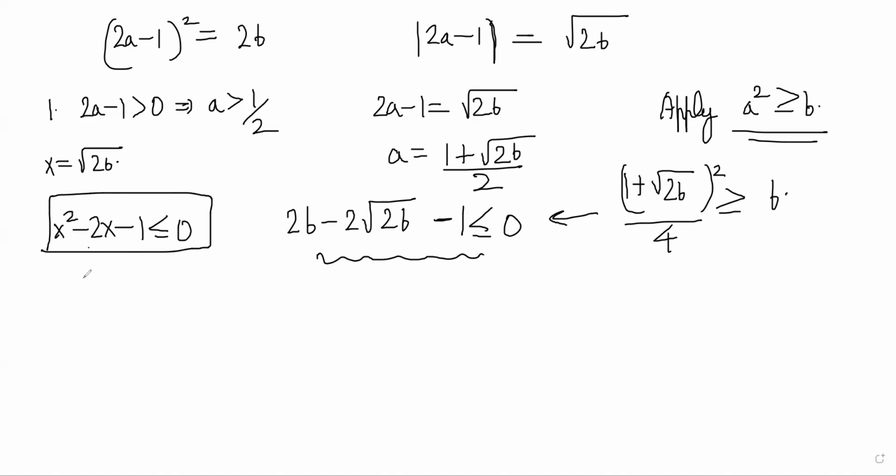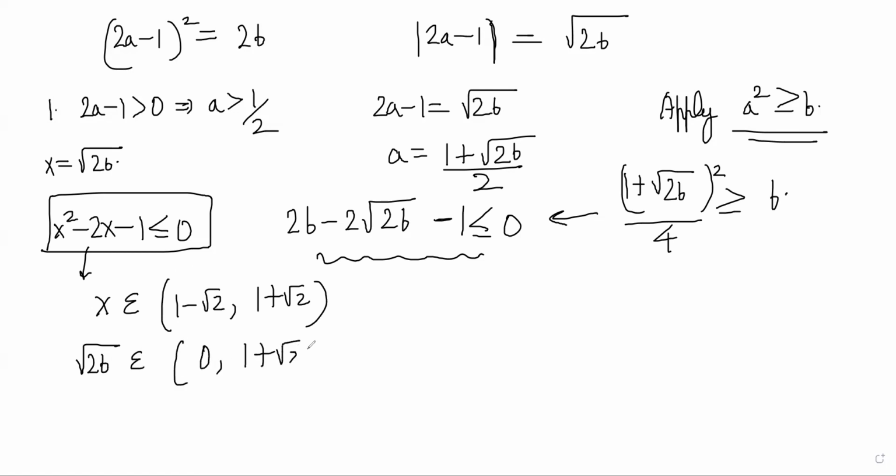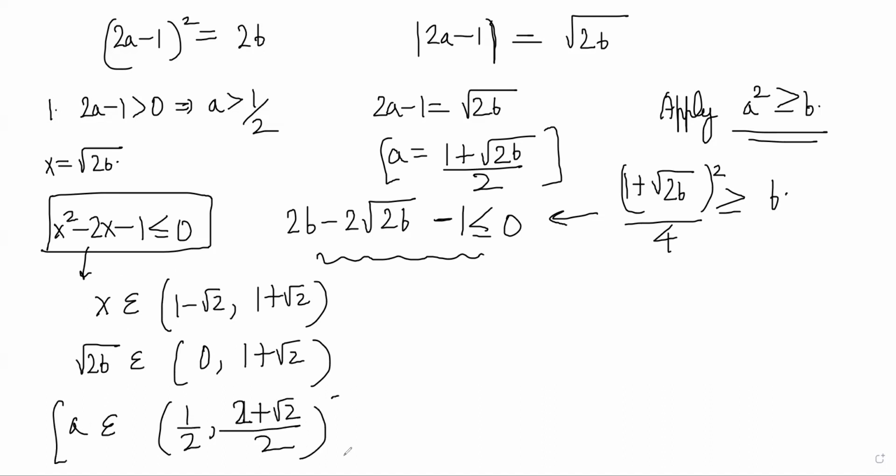And the solution for this, by wavy curve method or method of intervals, you can find x should belong to [1 minus root 2, 1 plus root 2]. So therefore root of 2b belongs to [0, 1 plus root 2], since root of 2b cannot be negative. So a belongs to, a is what? 1 plus root of 2b by 2. So a belongs to [1 by 2, (2 plus root 2) by 2]. That is your solution for a that is coming from this subcase. The subcase was for a greater than half. We applied the discriminant greater than or equal to 0 condition.